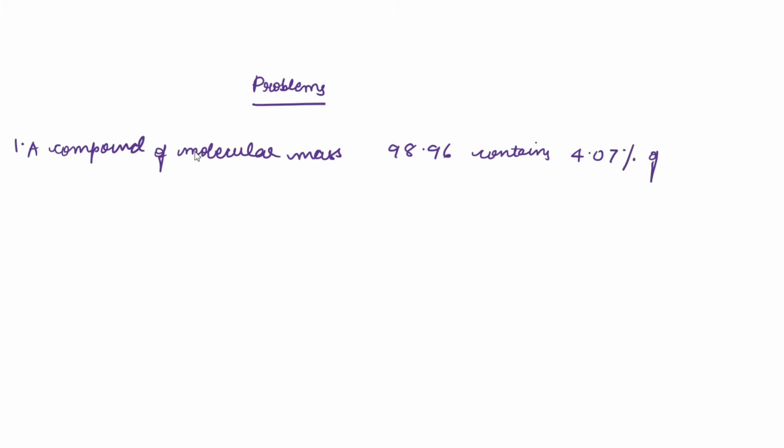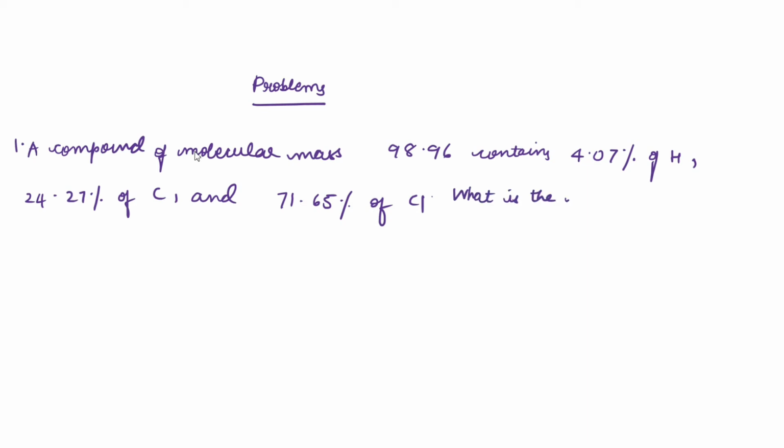The first problem: a compound of molecular mass 98.96 contains 4.07% of hydrogen, 24.27% of carbon, and 71.65% of chlorine. What is the molecular formula of that compound? This is the type of question that will be asked in your NEET exam. They have given the molecular mass of the compound X and they have given that compound X contains different elements such as hydrogen, carbon, chlorine. So we have to find the molecular formula of that compound.